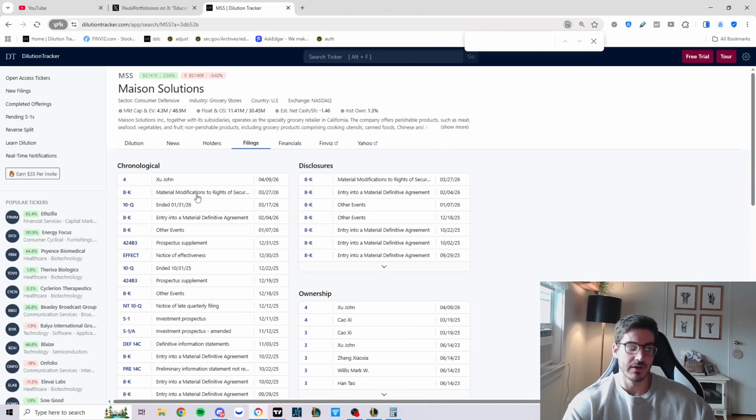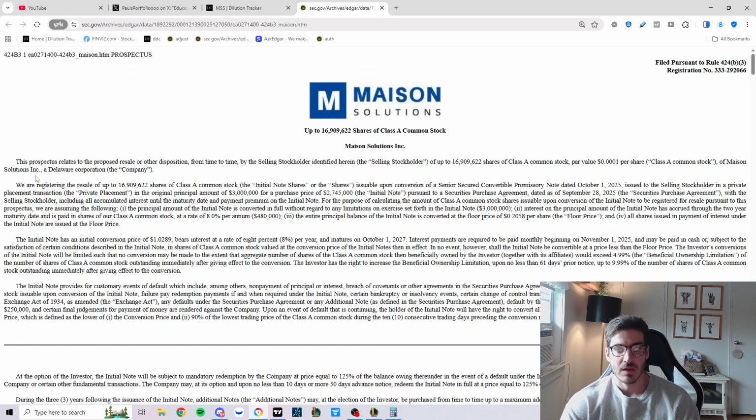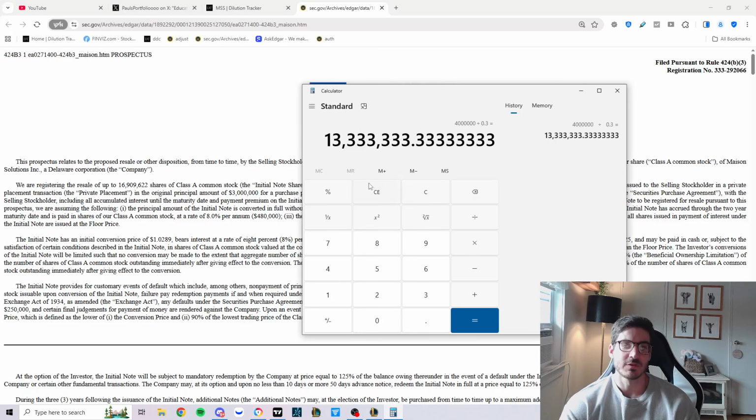What have they filed? All right. Well, they did this prospectus back then. This looks like it was an ATM. I'm sorry, this was a private placement. It looked like 16 million shares. You'll notice companies post a floor price. This is what they do, right?